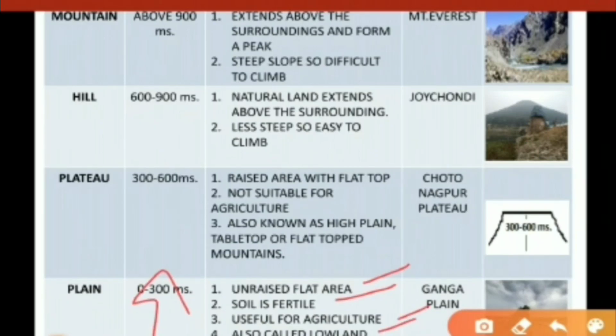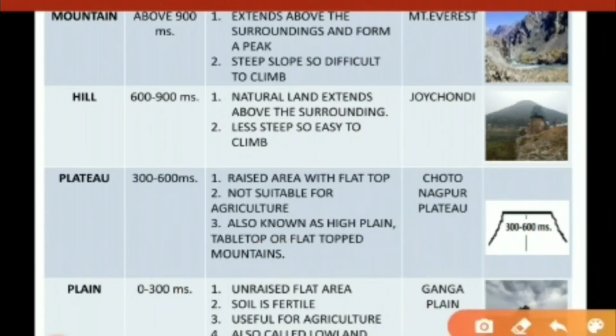Now come to the plateau region. Raised area with a flat top. You can see here in this picture, flat top, height is almost 300 to 600 meters. It is having a flat top, plain region, but it's a rocky surface. That's why not suitable for agriculture. It is also known as high plain, tabletop or flat top mountains.